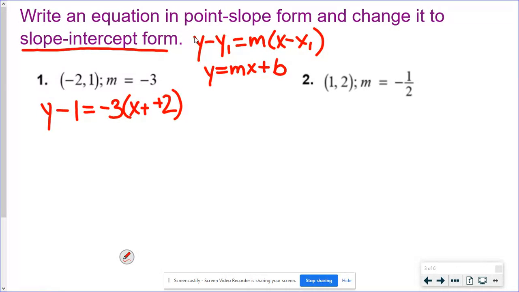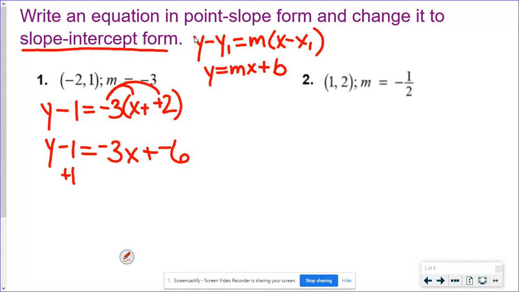It's not hard. So we're going to keep that y minus 1 for a moment. We're going to distribute. So negative 3 times x is negative 3x. And then negative 3 times 2 is negative 6. And you can see right now it's looking almost like slope intercept form. I just need to move that 1. I don't want y minus 1. I just want y. So I'm going to add 1.